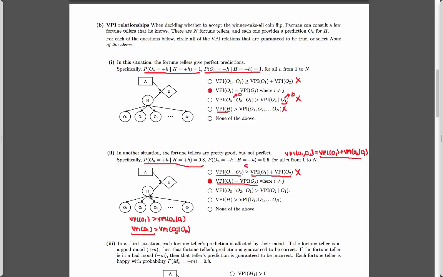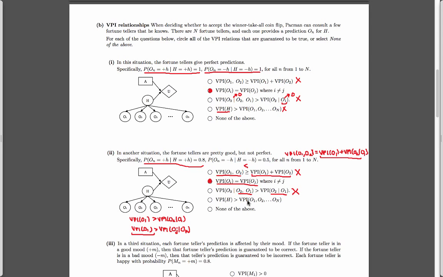Therefore there's less information to be gained from just a single sample. So when you have VPI of O2, given that you know O1, the value of this perfect information is going to be greater than the value of perfect information in the case in which you already know O2 and O1 and you're getting a third sample, O3. So this statement is incorrect.